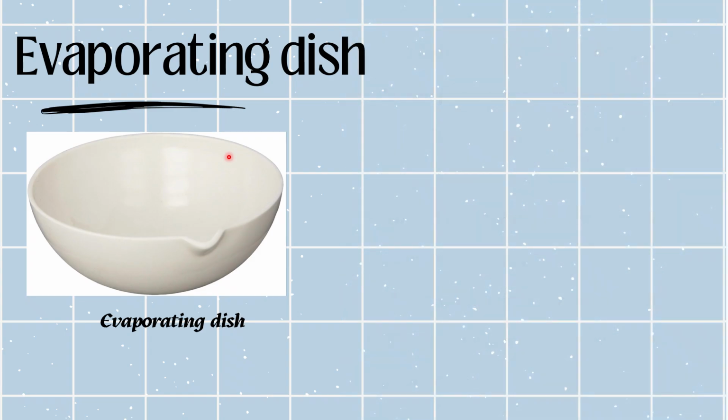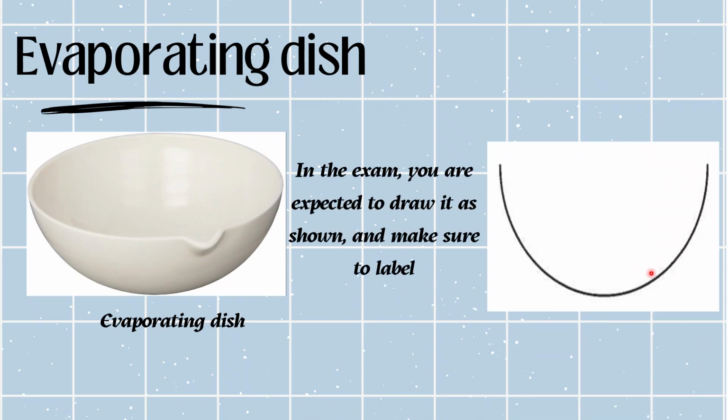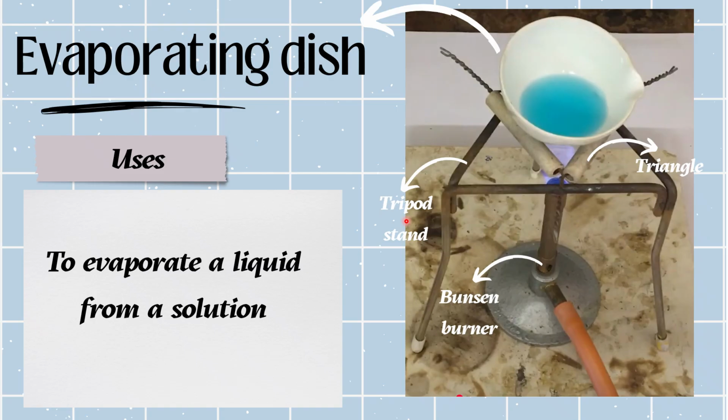Now in your exam, you're going to draw the evaporating dish in this way. Isn't it easy to draw? And also make sure to label it exactly below the diagram. Now let's understand what we use it for. Before understanding the usage, let's understand how to arrange the whole apparatus. So the setup is exactly like this.